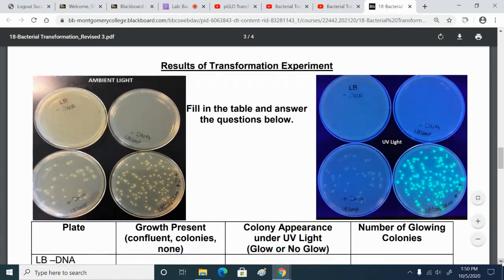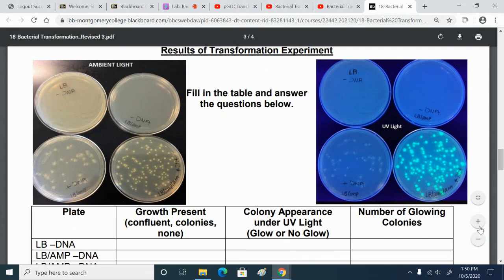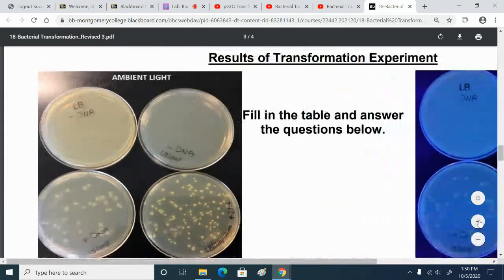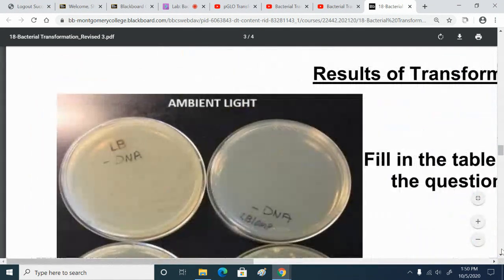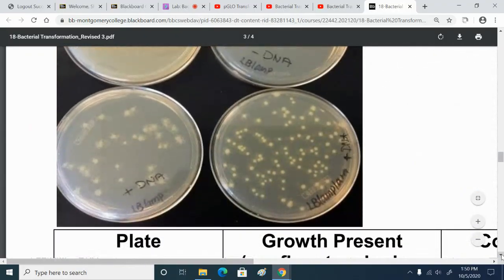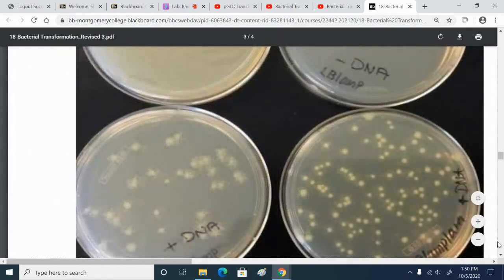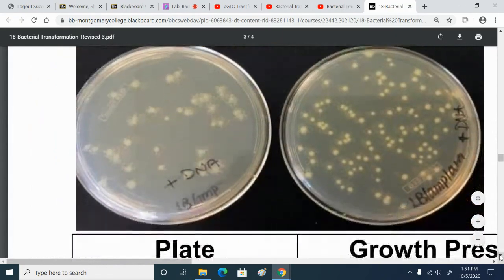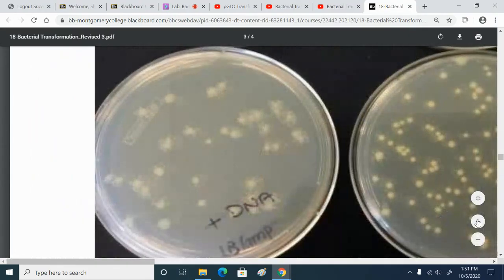Any other questions? Professor, the growth in both plates with positive DNA, right? Yep, the growth in both plates. Thank you.